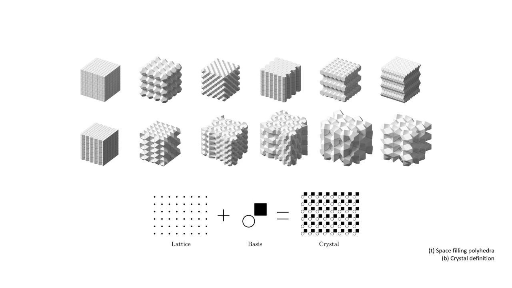Each lattice point can then be coupled with a group of atoms or molecules to create a crystal. This unit cell of clustered atoms is arranged in every point of the lattice. The unit cell is described as the basis. Therefore, a Bravais lattice in combination with a basis illustrates the structural arrangement of a crystal.